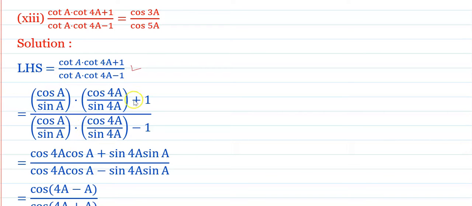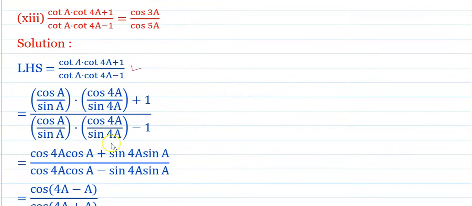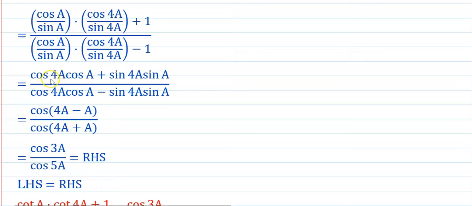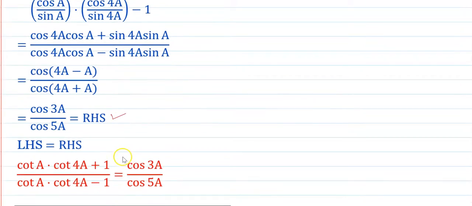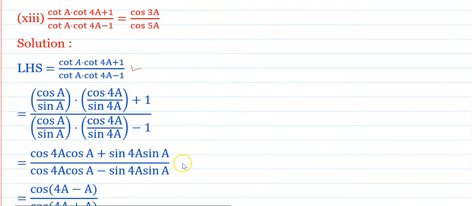And hence, what will we get? In the numerator, cos A into cos 4A plus sin A into sin 4A, and in the denominator, cos A into cos 4A minus sin A into sin of 4A. Both the denominators get cut. Now this is the expansion of cos of 4A minus A, and this is the expansion of cos of 4A plus A. 4A minus A means 3A, and 4A plus A means cos of 5A. And this is nothing but the RHS. And hence LHS is equal to RHS, and hence the result is proved. Again, you can see it.